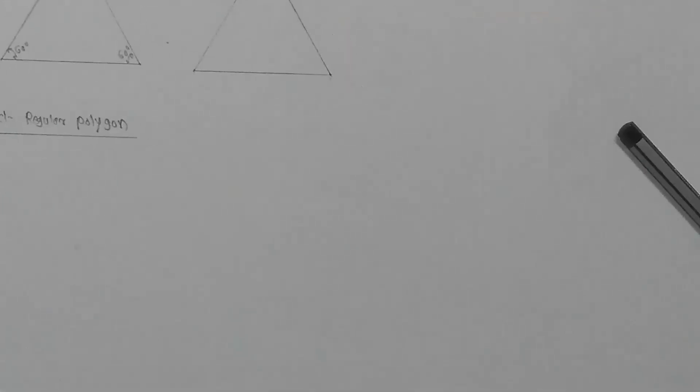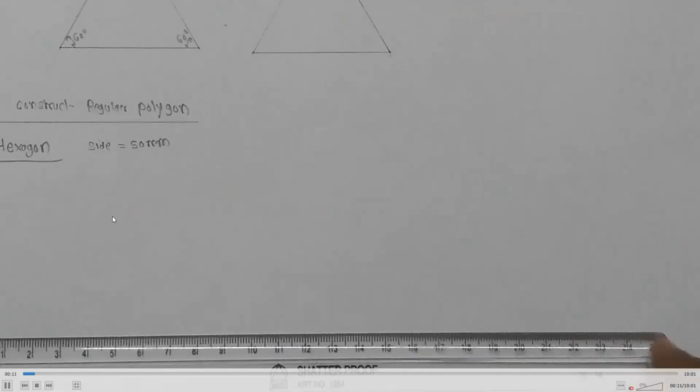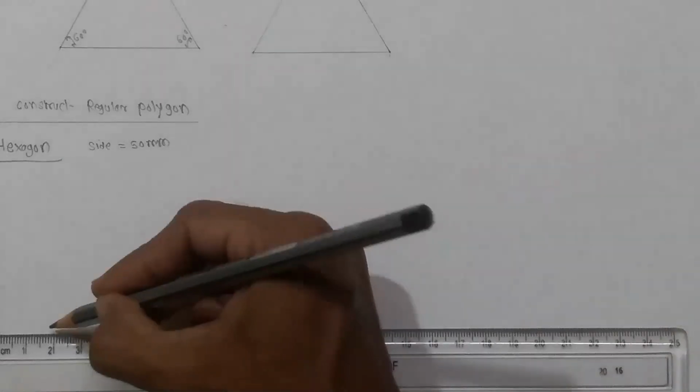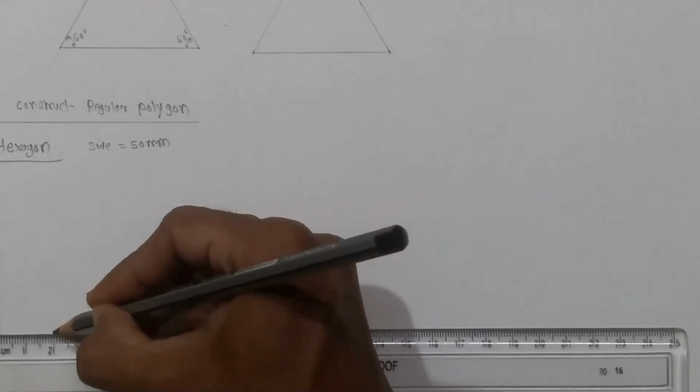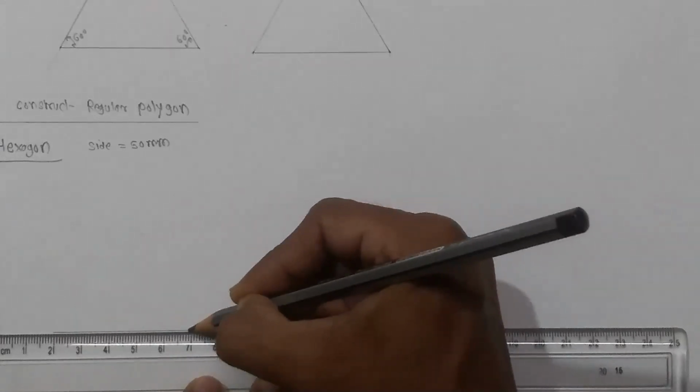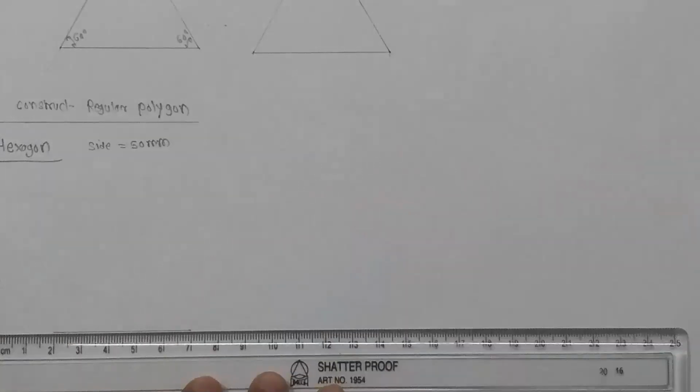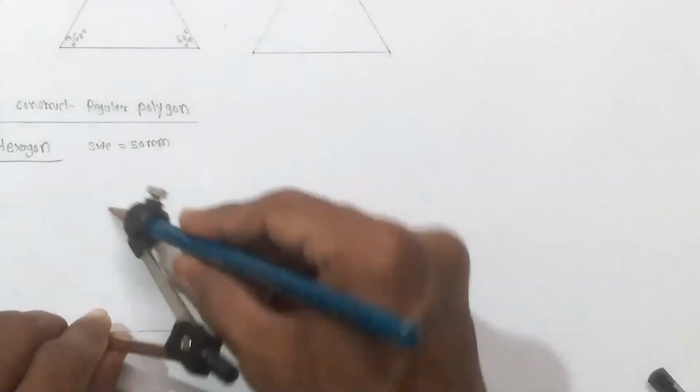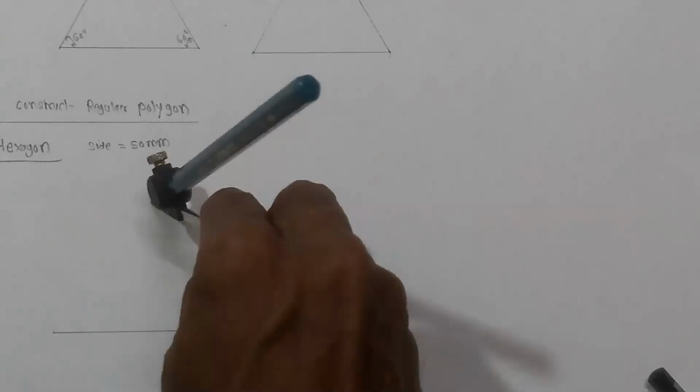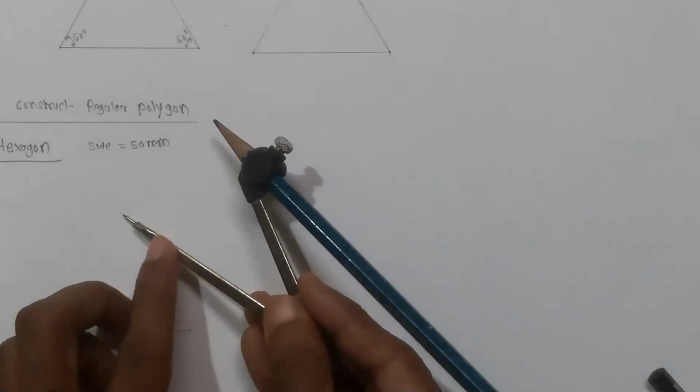So next construction is to draw the regular polygon. So first one is the hexagon. Suppose the side of the hexagon is 50 mm. So draw one horizontal line of 60 mm, sorry, 50 mm. Now take the radius, that is the distance in compass, equal to 50 mm, equal to the side.